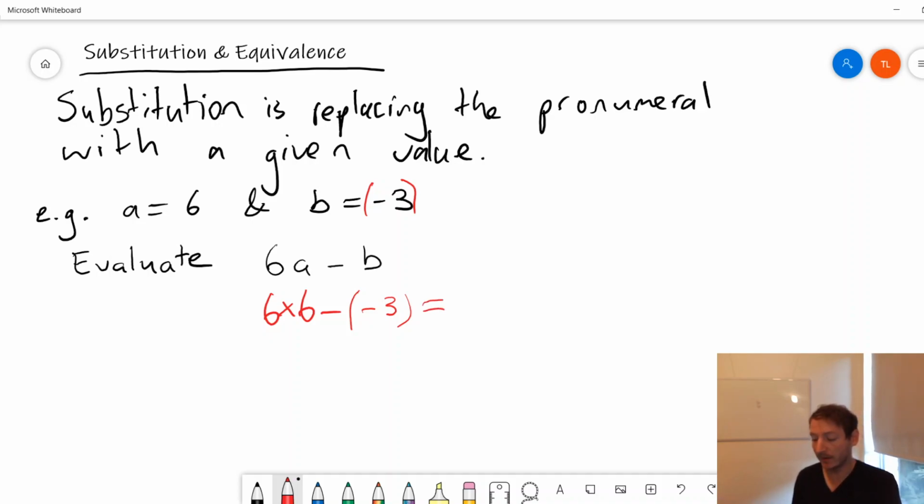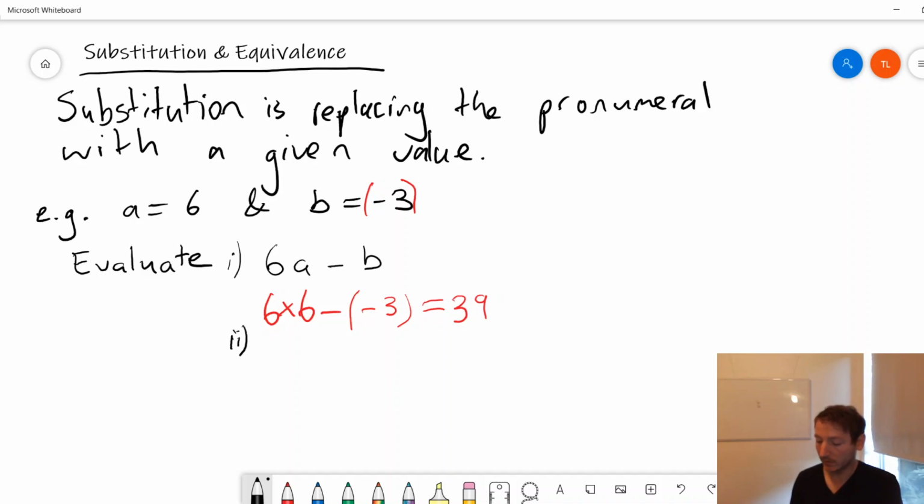Now from here, you type that into the calculator. 6 times 6, 36, minus -3, 39. Remember, minus and negative is positive, but your calculator will work that out for you. Alright, let's call that question I.